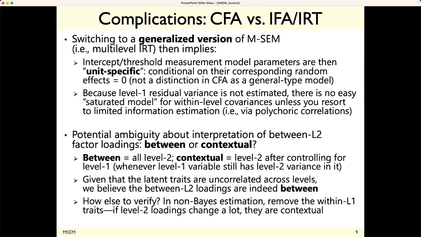The other thing, intercepts in these measurement models become unit specific. So they're not really the mean, I guess the expected response. They are the expected response conditional on a between level trait of 0, which is a slight distinction, but one that can be important. And then we were arguing back and forth for at least a week or so on whether or not the level 2 factor loading should be between or contextual. Because we're not really doing the equivalent of cluster mean centering. The factor is predicting the original level 1 variable, not just the within part. So there's some ambiguity into what we get back.